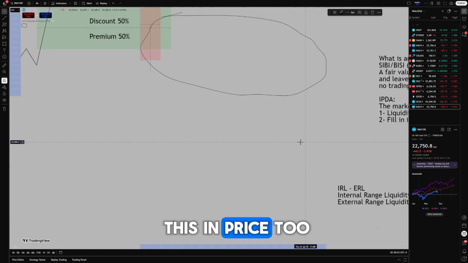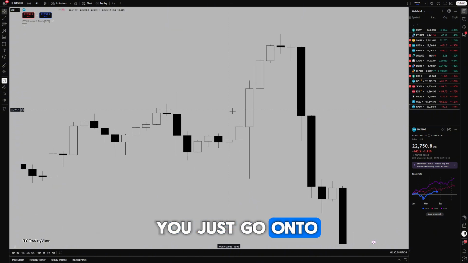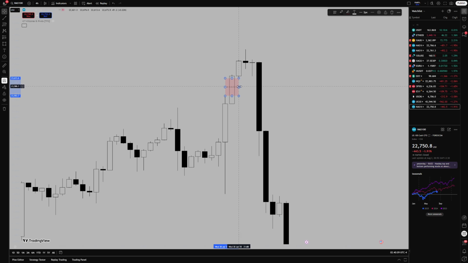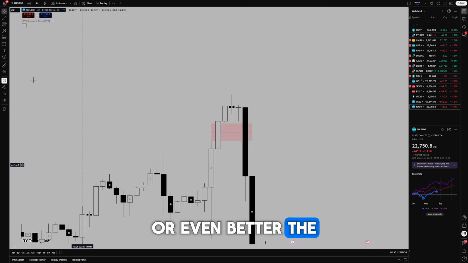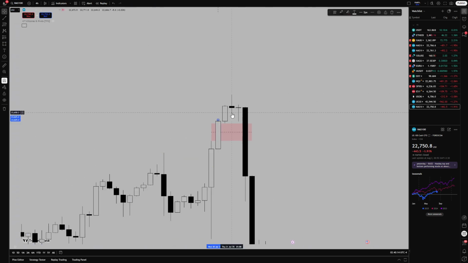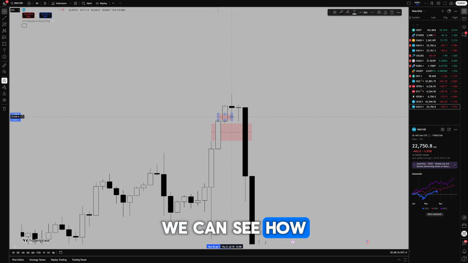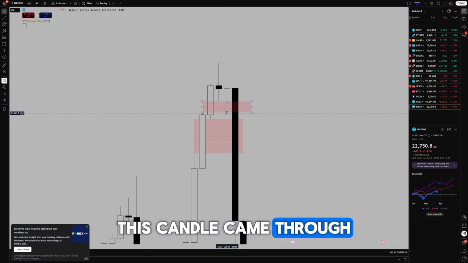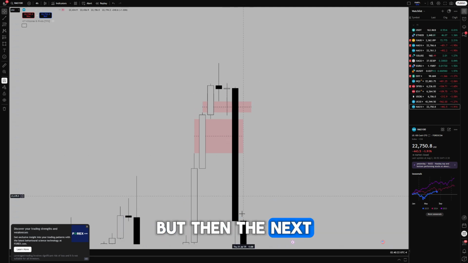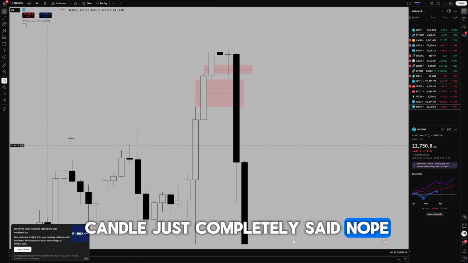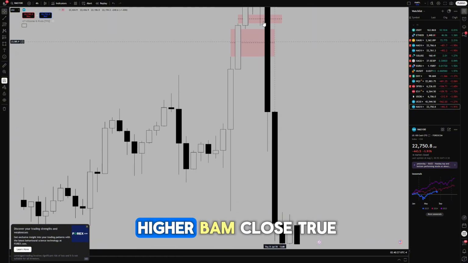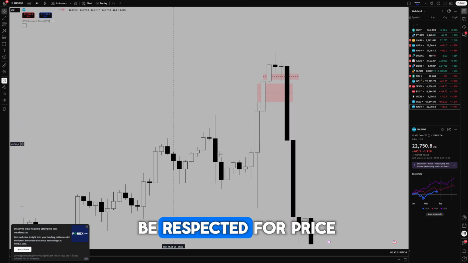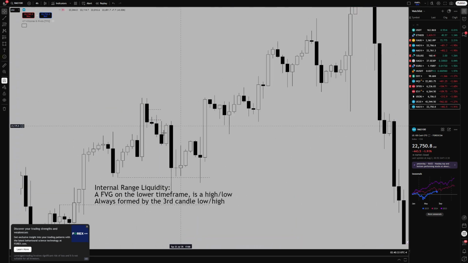And you can see this in price too, I'm pretty sure. If you just go onto price action, we can see plenty of these. For example, this gap right here. Or even better, the gap right above it. We can see how price was respecting this gap, right? This candle came through, wicked, and closed above. But then the next candle just completely said, nope, I want to disrespect this gap. I want to continue higher. Bam. Closed through. Now this gap must be respected for price to continue bearish.